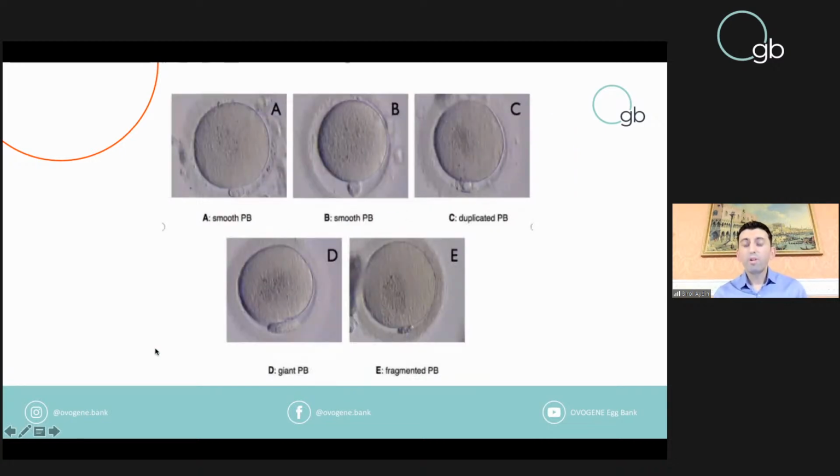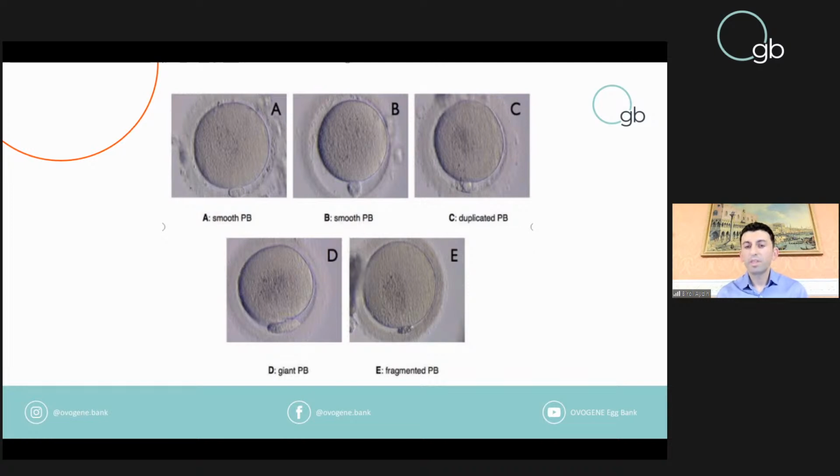Polar body morphology has a direct correlation with fertilization rate, clinical pregnancy, and blastocyst rate. When you have a smooth polar body, you will be able to get better results, especially in freezing and thawing cycles for donor eggs. Most of the time, you can find that the polar body disappears. There are two reasons why the polar body disappears after thawing. Of course, every egg bank uses only mature oocytes with a polar body, but after thawing, sometimes it disappears.